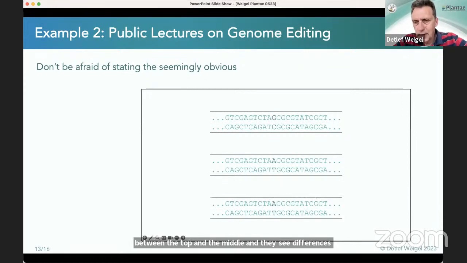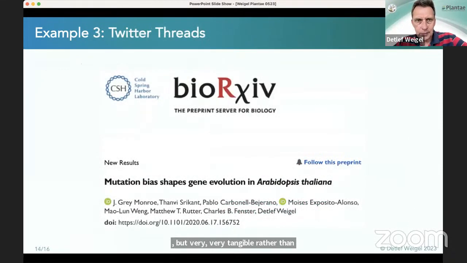And then I explain to them that according to the legal definition in Europe, there is a difference between the 2 DNAs in the middle and the bottom, because one is a spontaneous mutant and the other one is an edited mutant. But there's no difference between the top and the middle, because the top is a wild type sequence and the middle is a spontaneous mutant. So again, very, very simple devices, but very, very tangible, rather than just stating numbers.